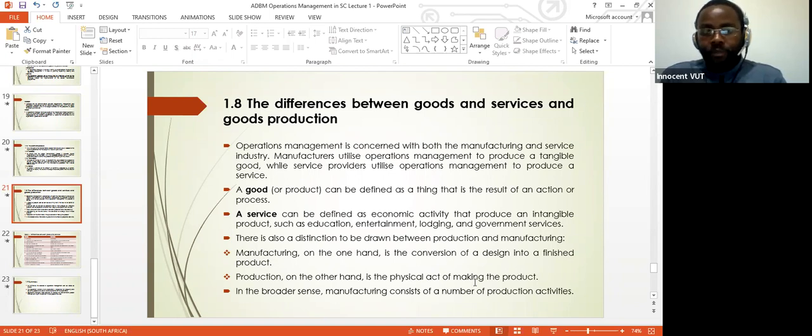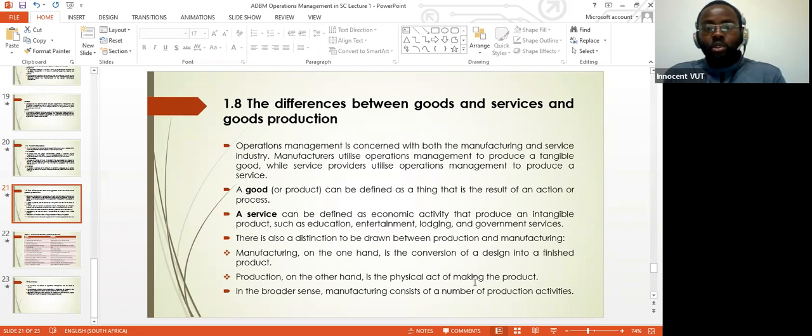A good, or you can call it a product, can be defined as a thing that is the result of an action or process. We get a product from an action or a process. The transformation process gives us goods or products. And then a service can be defined as the economic activity that produces an intangible product, such as education, entertainment, lodging, and government services. So a good is tangible.